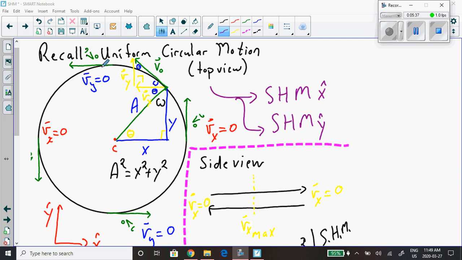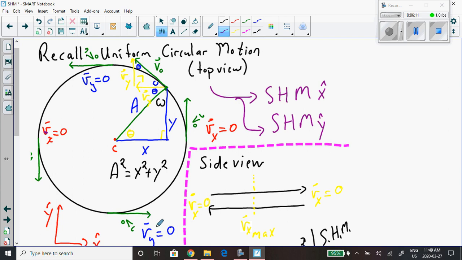Then it swings through here. At this point right here, all the velocity is straight down. It still would be v naught. The magnitude does not change, but all of the velocity would be in the negative y direction. So at this spot, the x component of its velocity is 0. Then it swings through here and it gets to here, and its velocity is v naught in this direction, which is positive x.